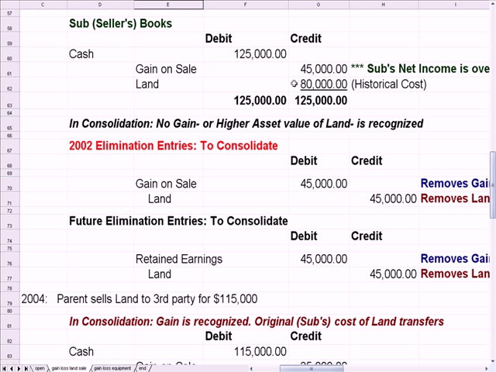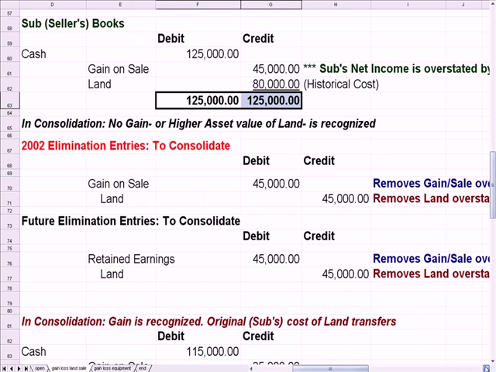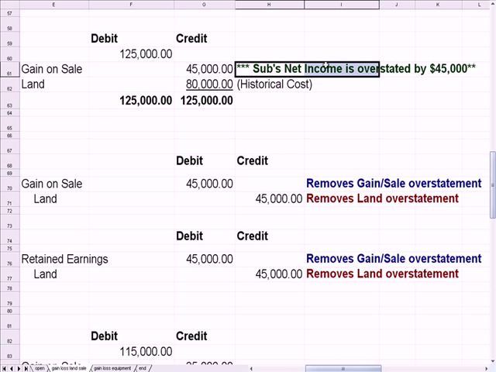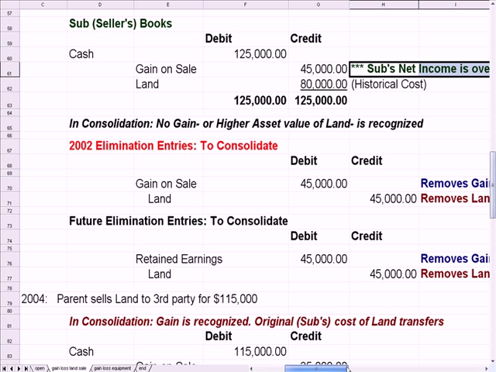On the seller's books, the subsidiary, they're getting cash in the door of 125,000. They're removing an asset called land by crediting at their historical cost of 80,000, and the difference, this gain on sale, $45,000 credit to make debits equal credits in total. The subsidiary's net income is overstated by $45,000. So now the question is, what do I do to correct it?